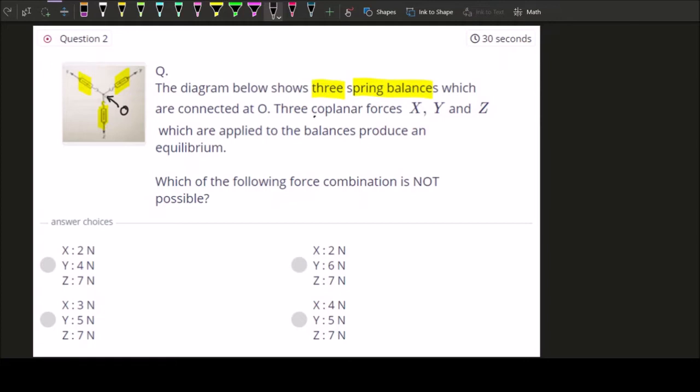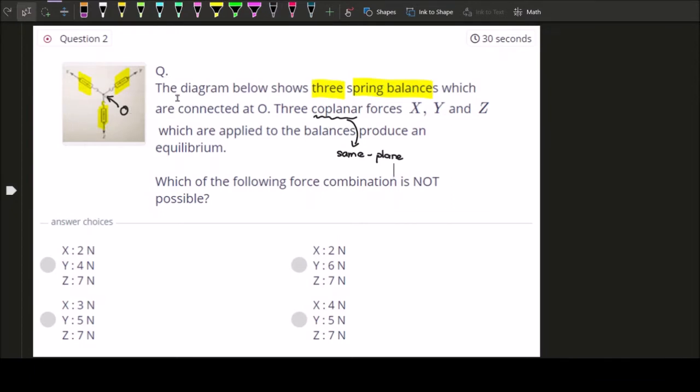Okay, coplanar here, what does it mean? Co means the same, planar means plane. Okay, it means X, Y, Z happen on the same plane. You can imagine these 3 spring balances being installed on the table. So they are all on the table, so all the forces are parallel to the surface of the table. So the plane will be the table surface. Okay, you can think of it like that. So this X, Y, Z here are in equilibrium.